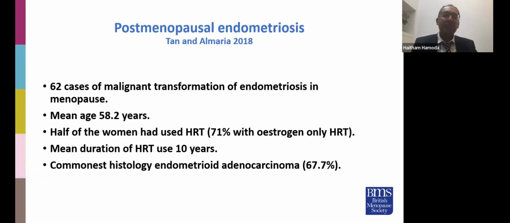This is another review, again, really very similar findings, so 62 cases. But the main point to take from this, you can see half of the individuals in this report took HRT. So in other words, the other half of the cases who had malignant transformation had not been on HRT. So HRT is a risk, but it's not there in the majority of cases, so to speak. Average duration of HRT intake was 10 years, and again, endometrioid adenocarcinoma was the commonest histology. Next slide, please.